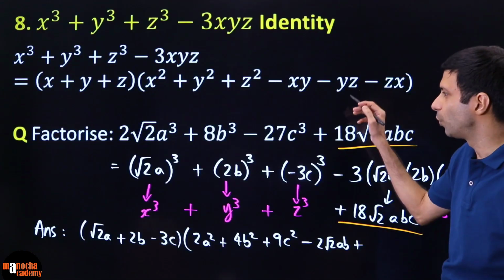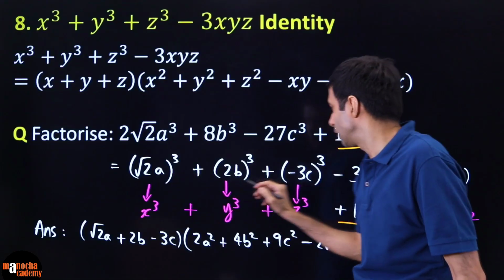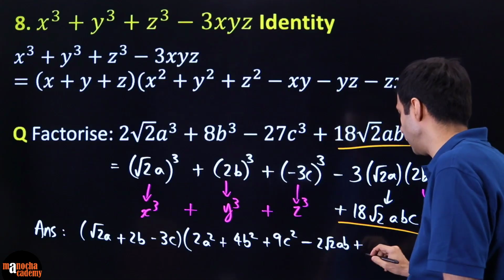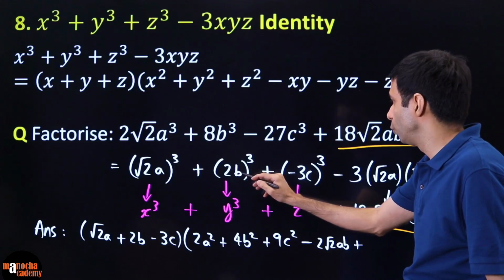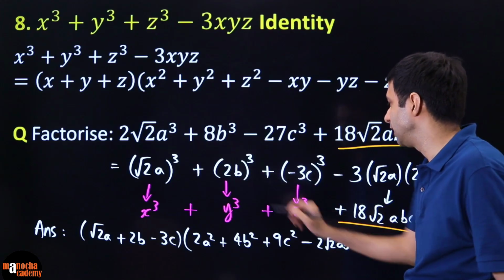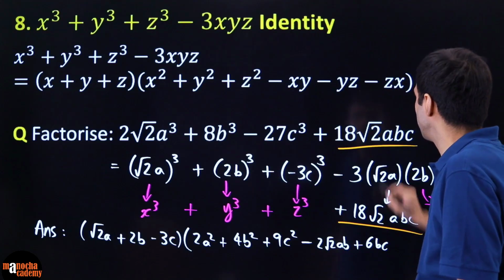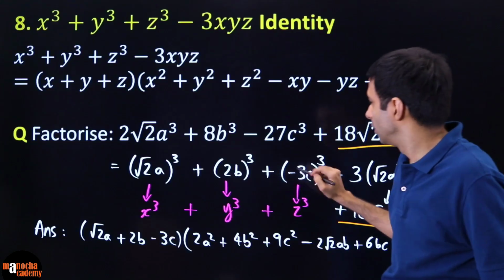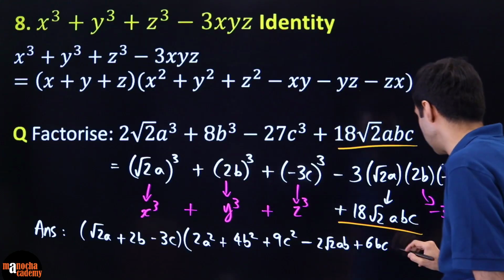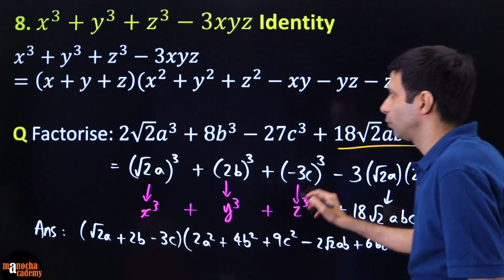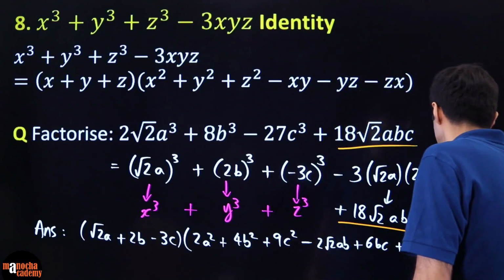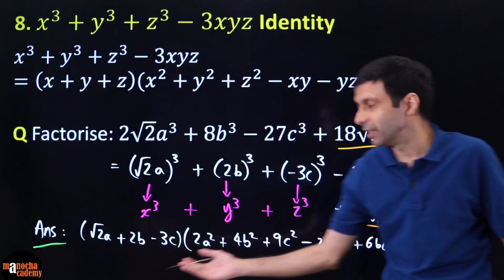Then we have minus yz. So if you multiply this term and this term, minus minus will give me plus. So 2b times 3c, that's going to be 6bc. And then finally we have minus zx. This term and this term. So minus minus will again give me plus 3 root 2 ac. So there you can see this is the final answer.